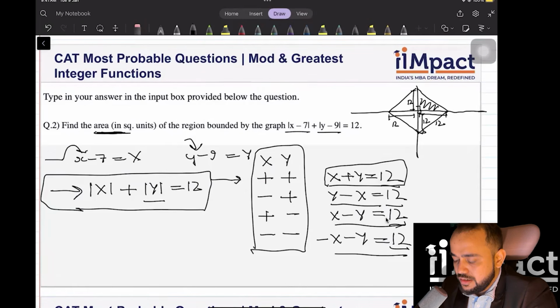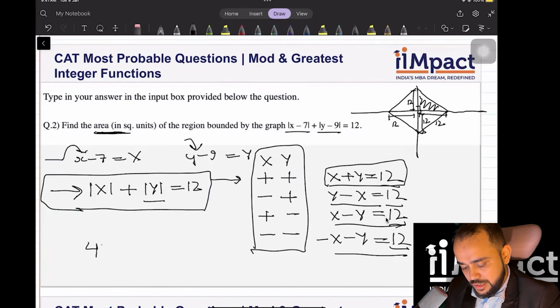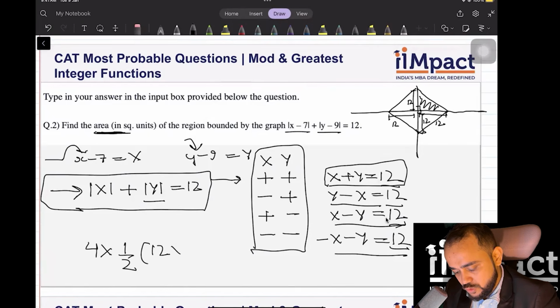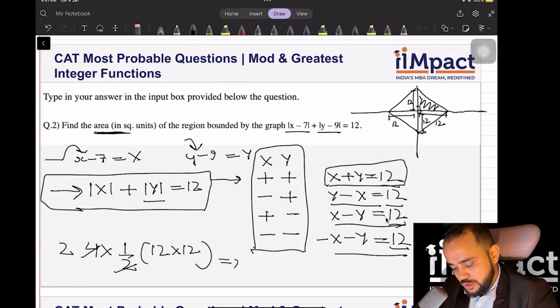Area of one triangle into 4. You have 4 such triangles. So the answer will be 4 into half. What will be the area? Base into height, 12 into 12. So this will give you 2 into 144, which is 288. That will be your answer for this.